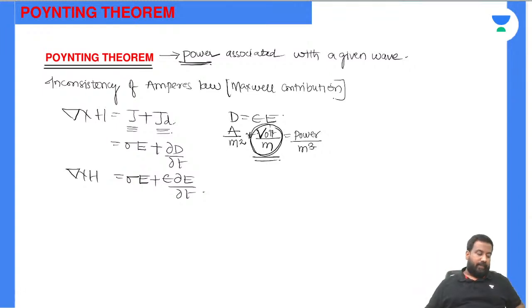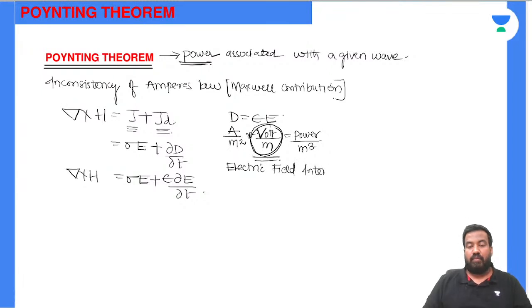Which quantity is having unit volt per meter? Please let me know. Electric field intensity. E is having unit volt per meter.